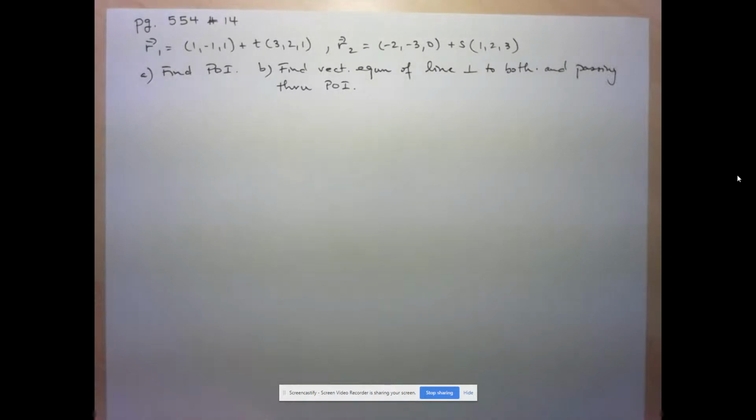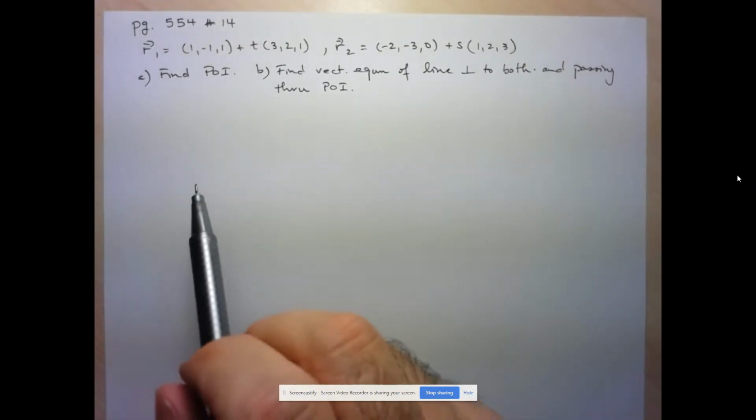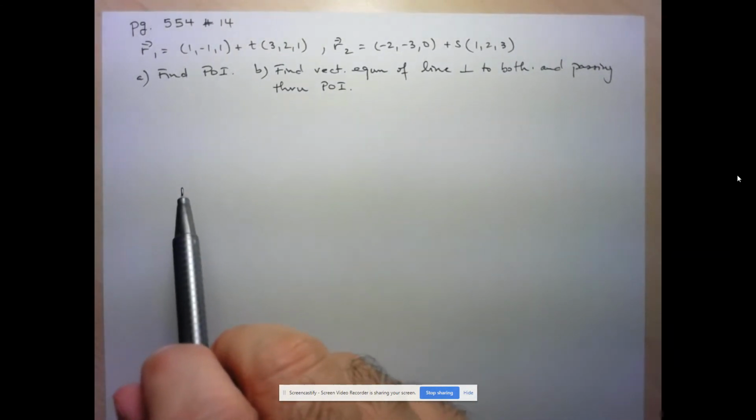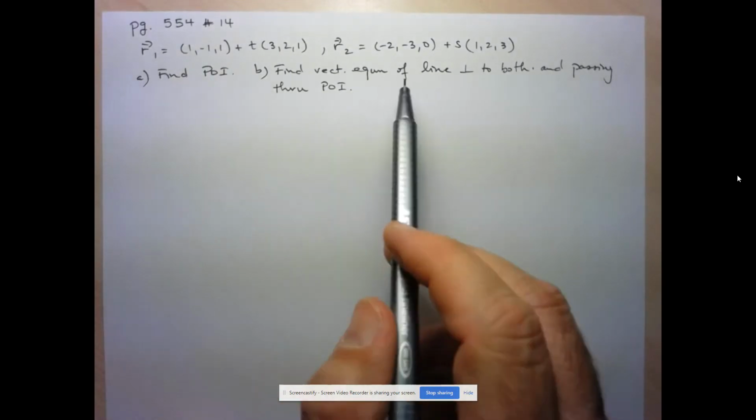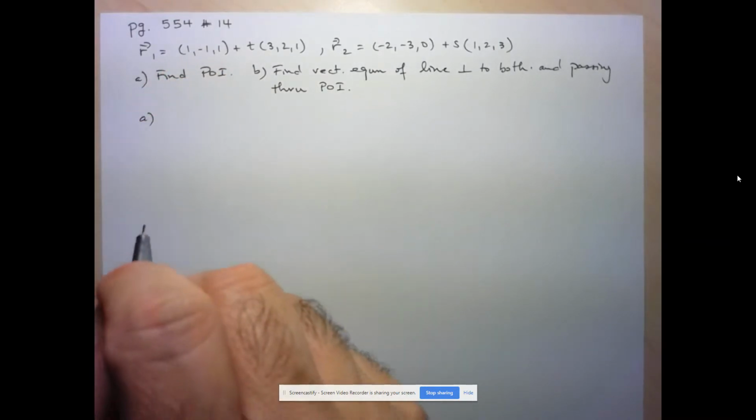Hi folks, we're going to take a look at page 554, number 14. Here they gave us the equation of two lines, and in part A they want us to find the point of intersection, and then in part B they're looking for the equation of another line, so we'll take a look at that later on. So let's start with part A, the point of intersection.